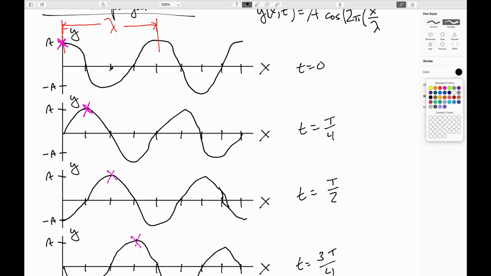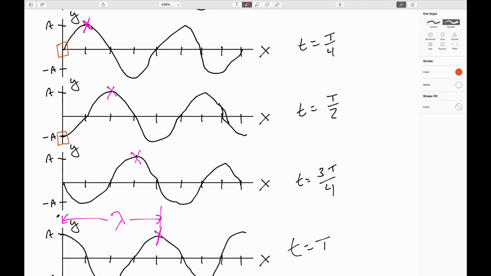First off, these graphs I've drawn so far are what we usually call snapshot graphs. This is what you get if you take a photo of the string at a particular instant in time. So it shows you at every position what the wave looks like. Now what I'm going to do is focus very carefully instead on just this point of the string right there. So just imagine that we had a little bead on the string right there.